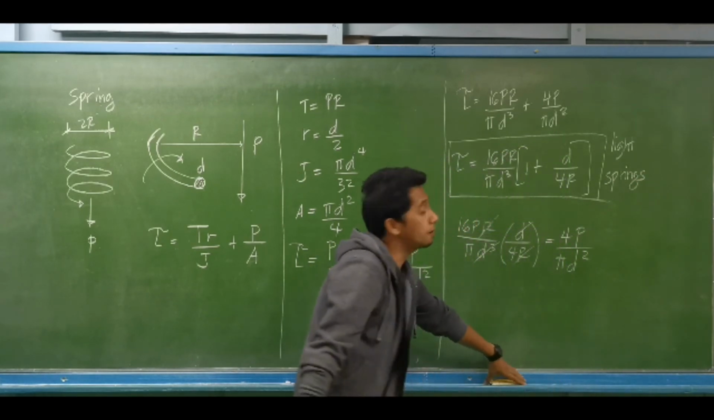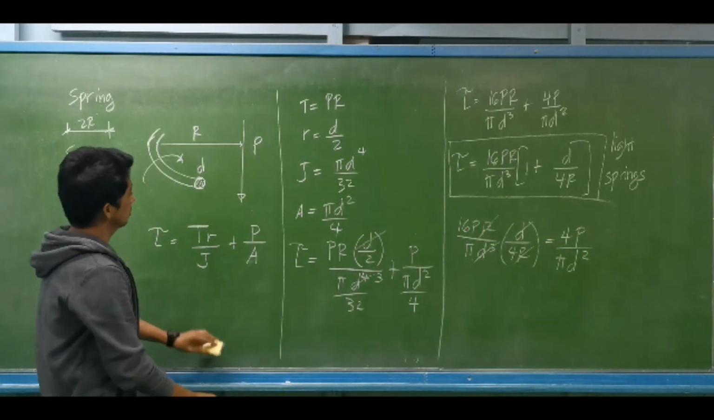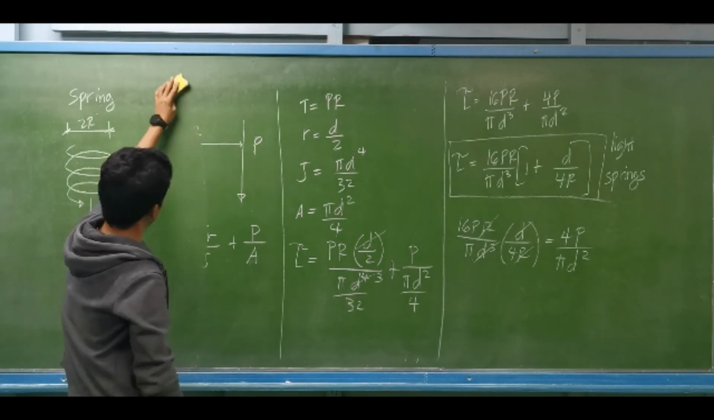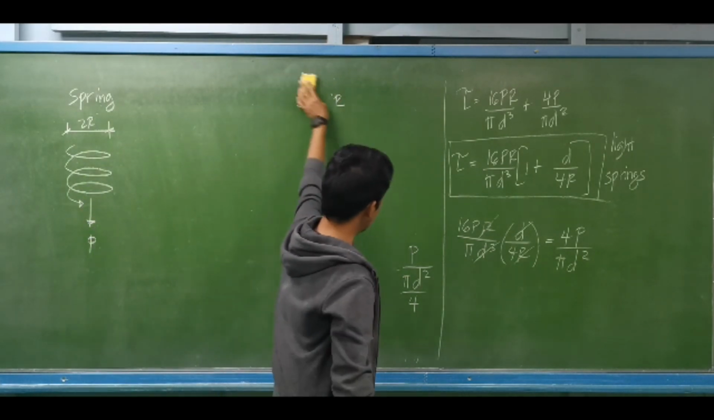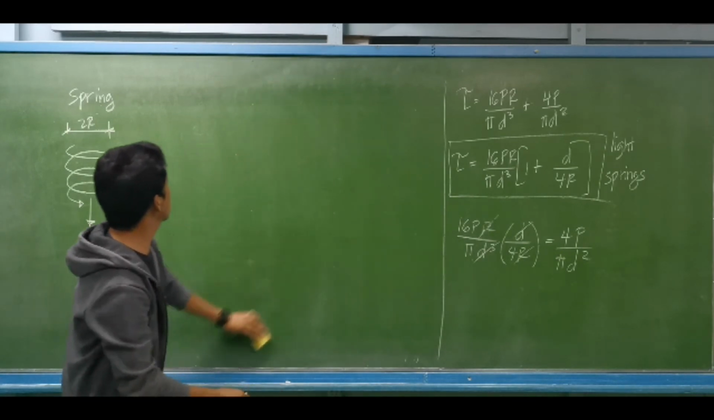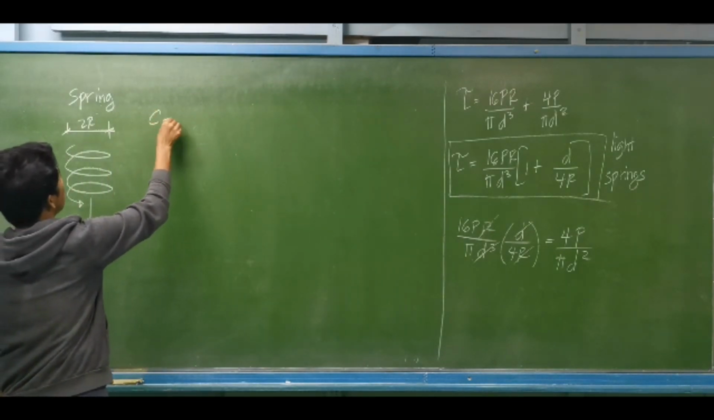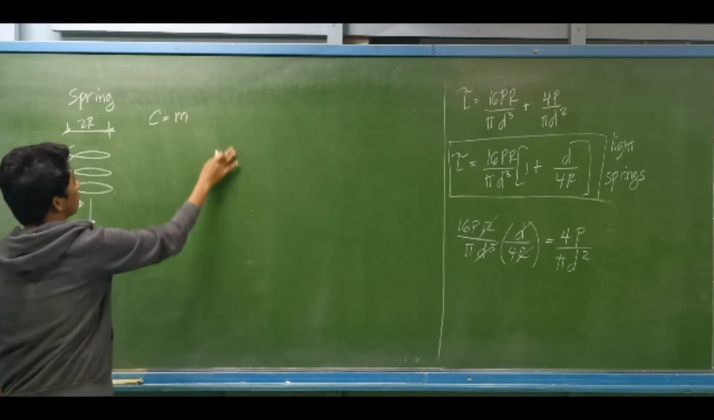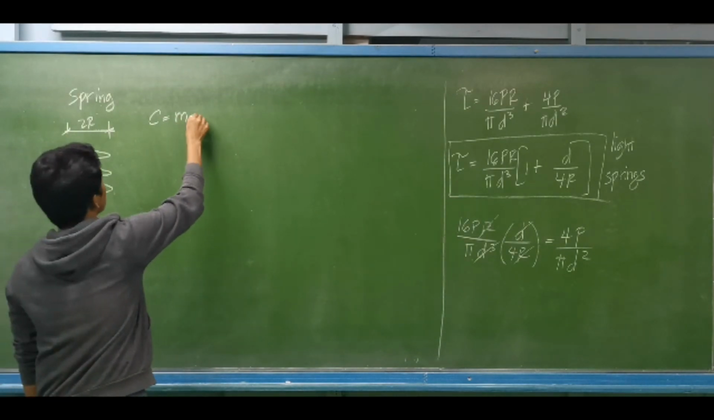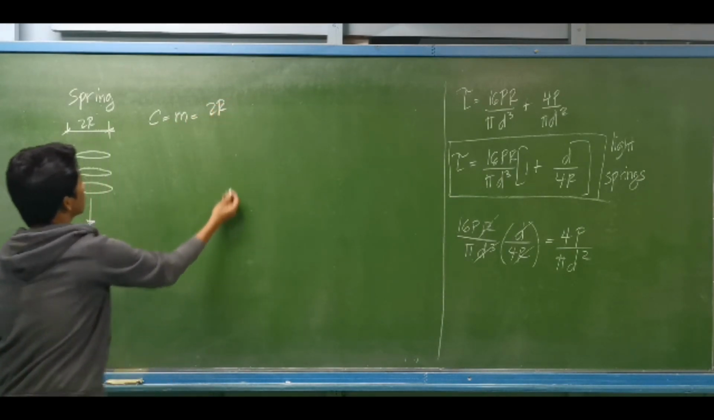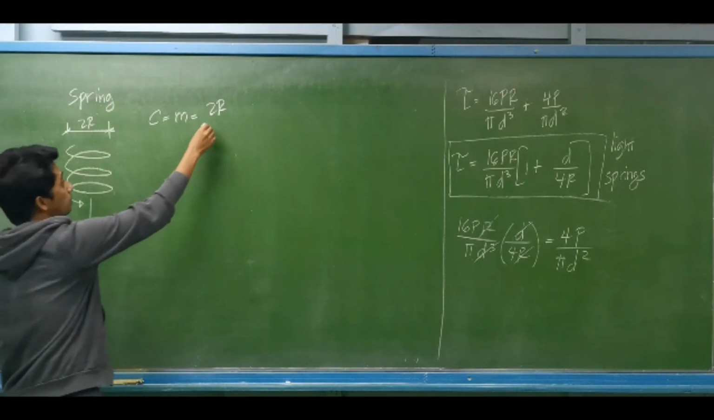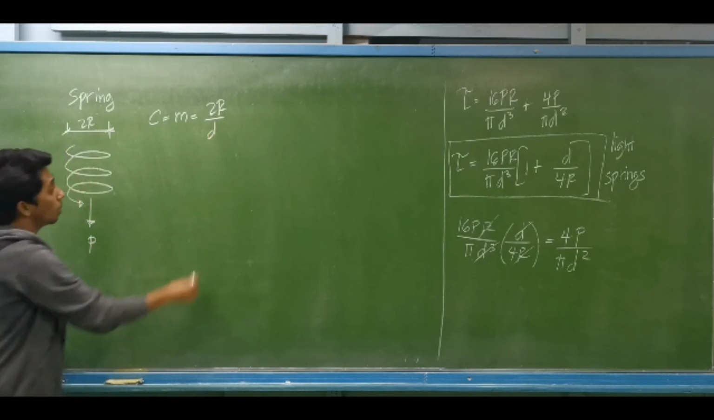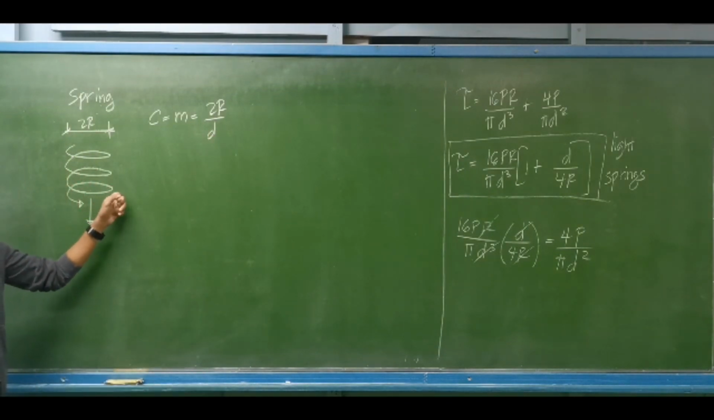So what about if we have heavy springs? For heavy springs, we are to use the Wahl formula, wherein we need the spring index. In some references, they are using C. In some references, they are using the value of m. This is the same as twice the radius, that is the diameter of the coil divided by the diameter of the wire of the spring.